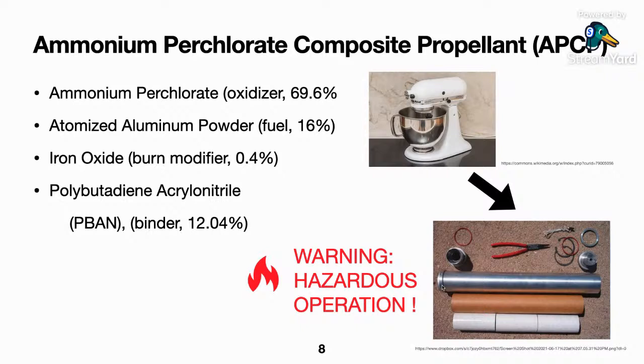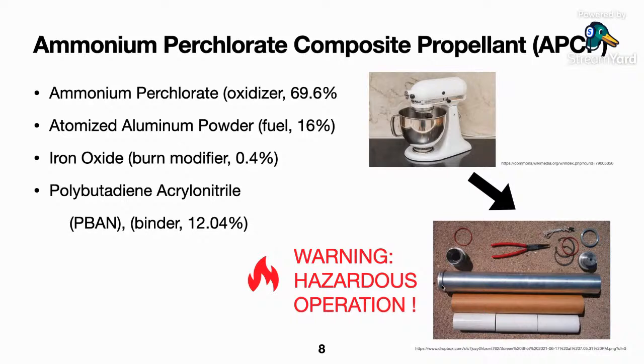It was ammonium perchlorate composite propellant, APCP. And it used ammonium perchlorate as the oxidizer at roughly 70%. Atomized aluminum powder, though it doesn't have to be atomized, aluminum powder will work as the fuel, 16%. You have a burn modifier of iron oxide, less than 1%. And then this is all held together by a binder called PBAN, polybutadiene acrylonitrile. You can make car tires from this.